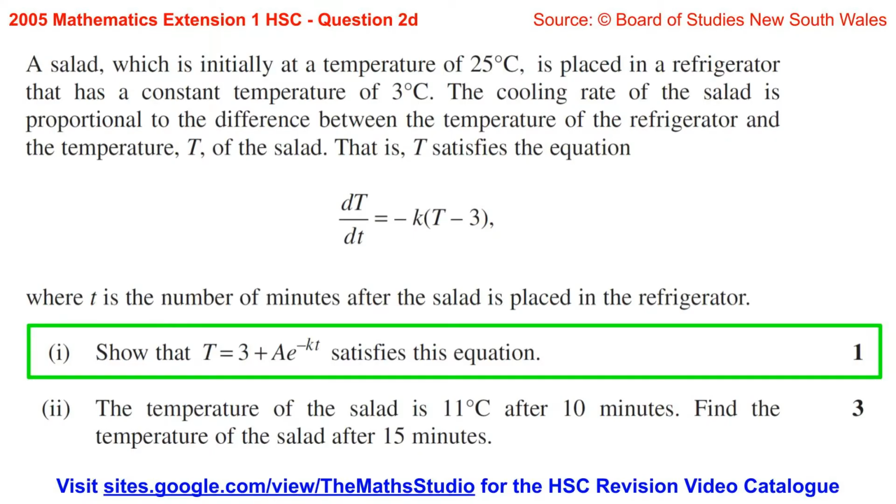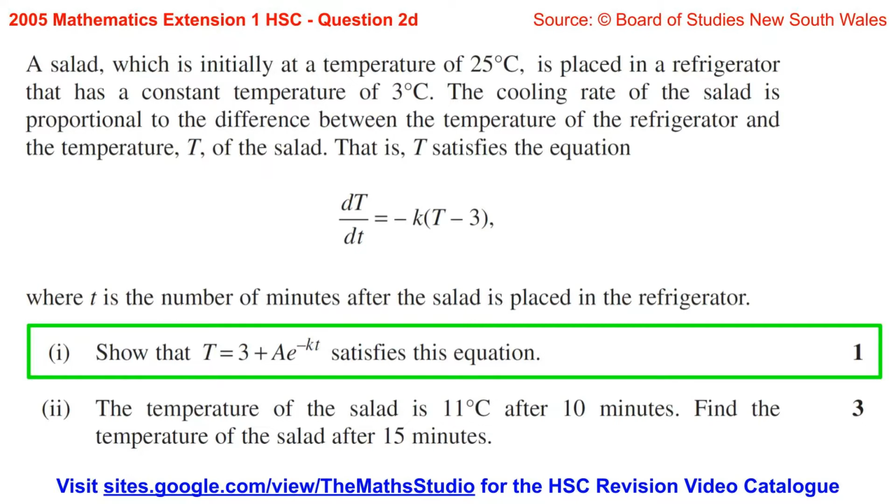Question 2d. A salad, which is initially at a temperature of 25 degrees Celsius, is placed in a refrigerator that has a constant temperature of 3 degrees Celsius. The cooling rate of the salad is proportional to the difference between the temperature of the refrigerator and the temperature, capital T, of the salad.